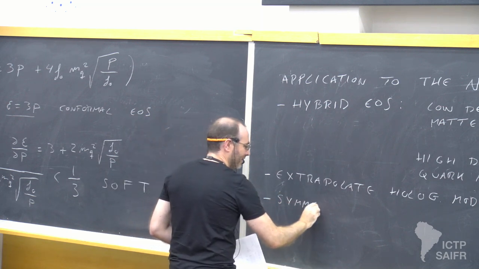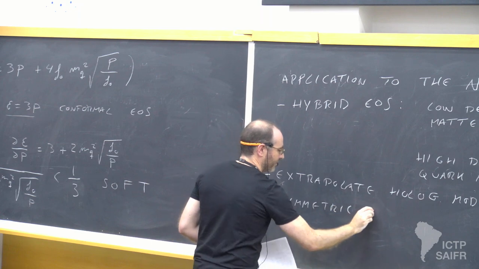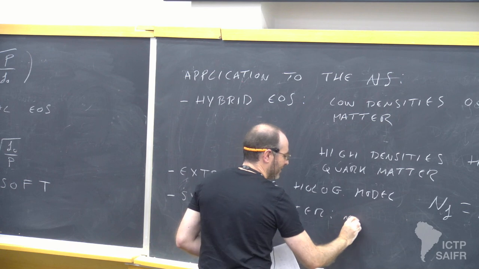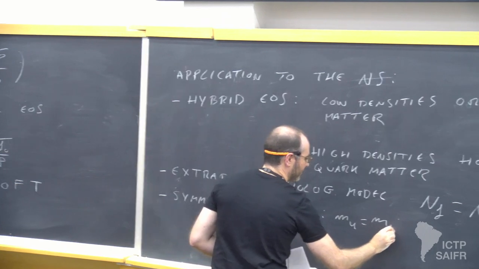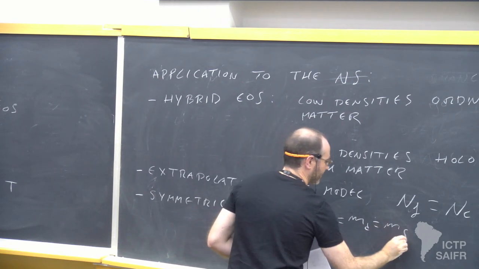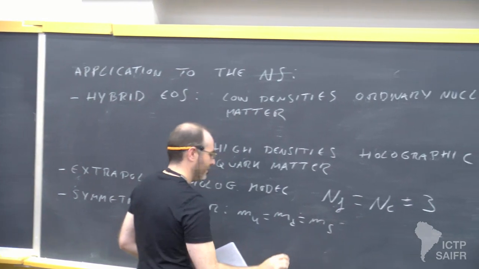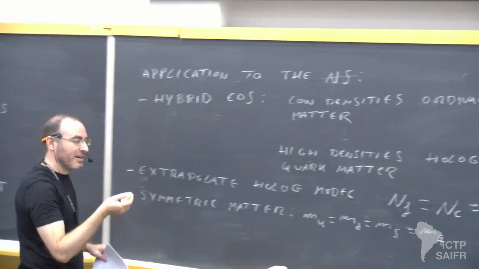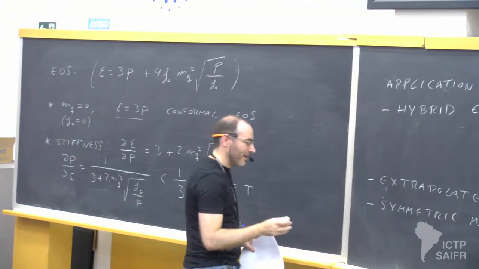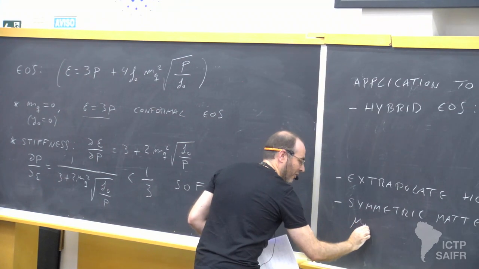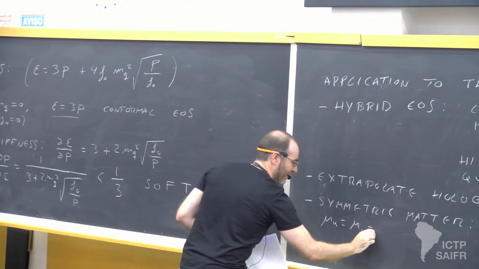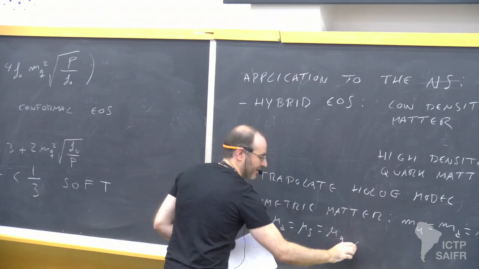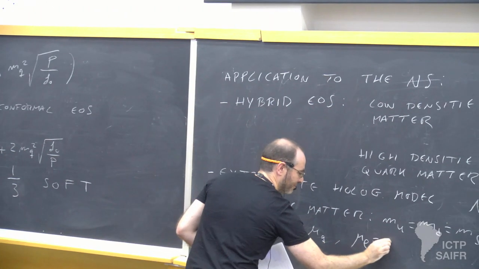So that means that all the quark masses are set to the same value, equals mq. And then, as we saw, the conditions of charge neutrality and beta equilibrium are satisfied by setting all the chemical potentials the same for the quarks, and the electron chemical potential to 0.